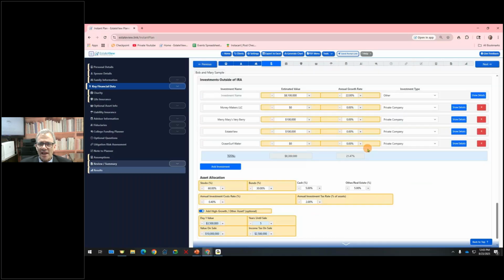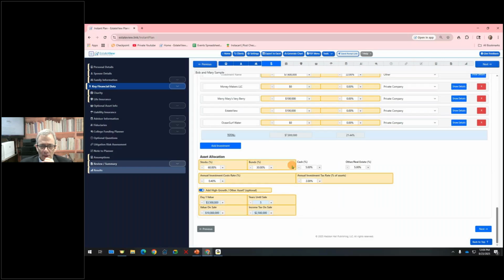Their assets outside of IRAs and the house, they've got a $7.6 million asset, $100,000 and $100,000. So the total is $7.8 million. So they don't feel estate taxable. He's 60% stocks, 30% bonds, 5% cash, 5% real estate, and same investment costs and tax costs as you saw before.